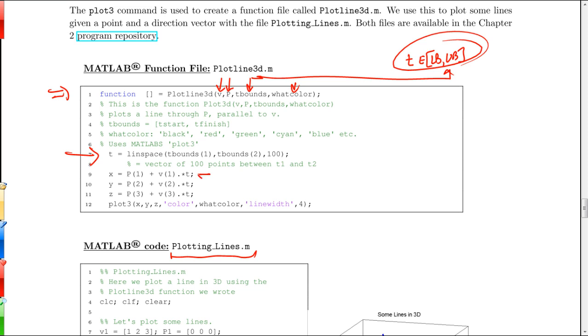The x values will consist of the first part of the point plus the first part of the direction vector times t, second part of the point, second part of the direction vector times t. So what you're getting are actually three vectors, x, y, and z, all functions of t. That's why they're called parametric equations. The t is the parameter, and you create a vector for x, y, and z. And then you plot it using the plot3 command and send in the color. That is the last argument you put in here.